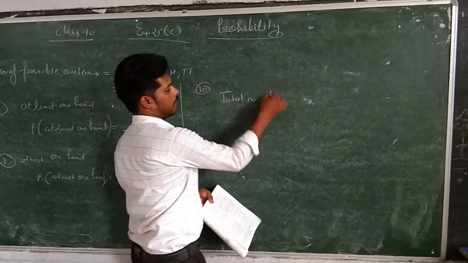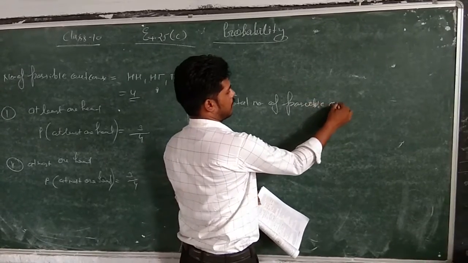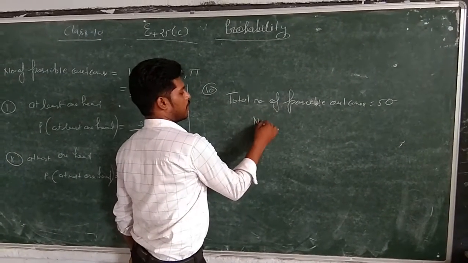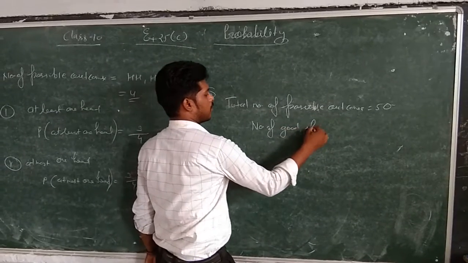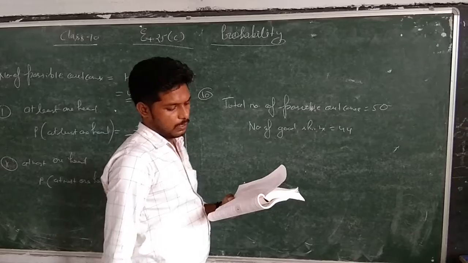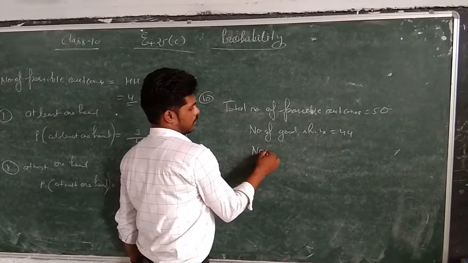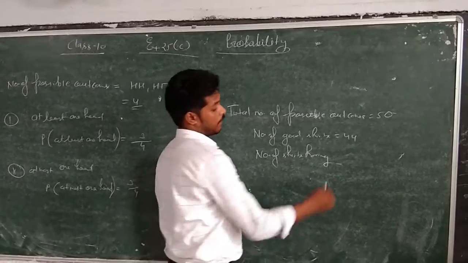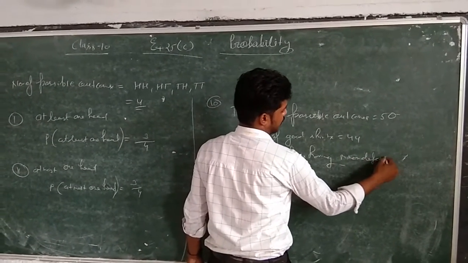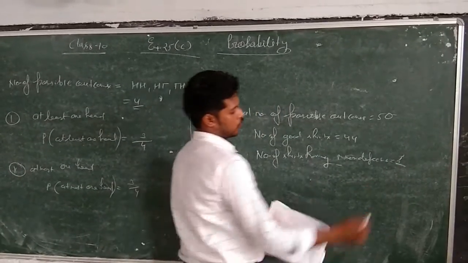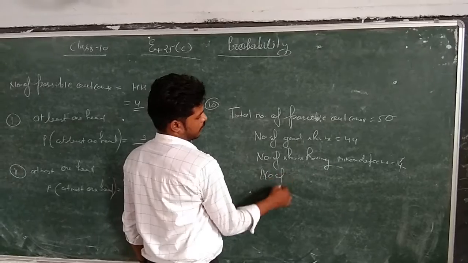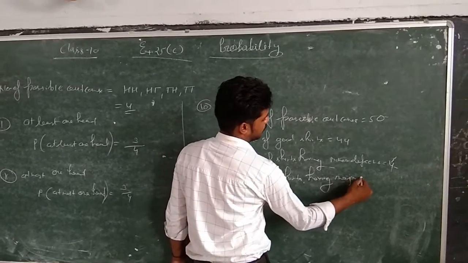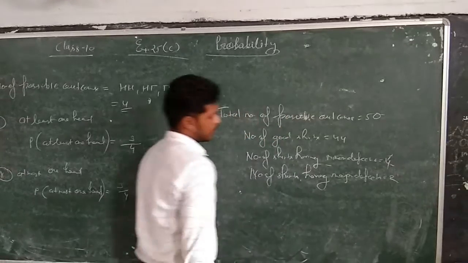If we talk about the total number of possible outcomes, it is equal to 50, and the number of good shirts is equal to 44, the number of shirts having minor defects is equal to 4, and the number of shirts having major defects is equal to 2. So now what is he asking?